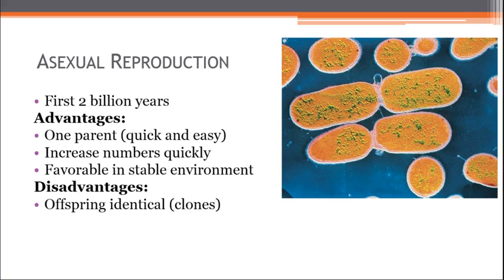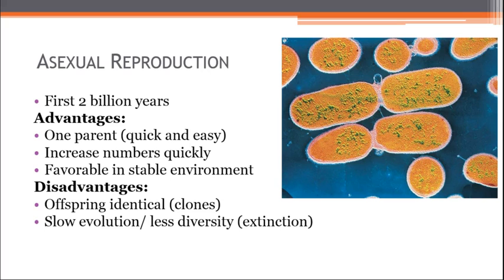So, that brings us to the disadvantages. The offspring, with the exception of mutations, right, mistakes in mitosis, the offspring should be identical. They really should be clones, okay? There's no variety. What this means is that you have less diversity over time, evolution is very slow, and asexual reproducers are more prone to extinction in changing environments. In stable, it's great. In changing, not so much.